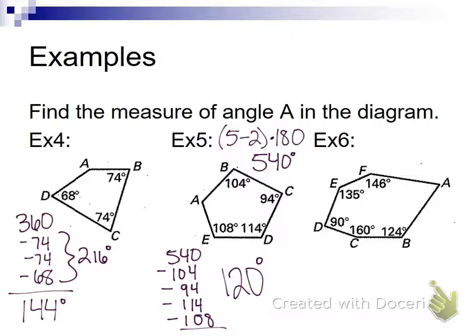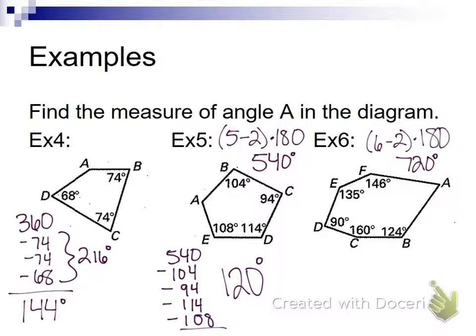Anybody else agree with that? I don't have a calculator, so I'm relying on you to check each other. Seems reasonable. On example 6, how many sides do I have? 6. If counting the sides is tricky for you, you can count the angles. There should be the same number of sides as there are angles. So if it's easier to go around and count all the angles, that's fine. So we would take 6 minus 2 times 180 to figure out the sum of the angles. What would we get? 720 degrees for the sum.